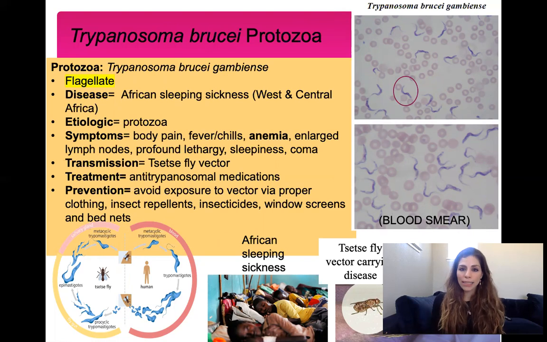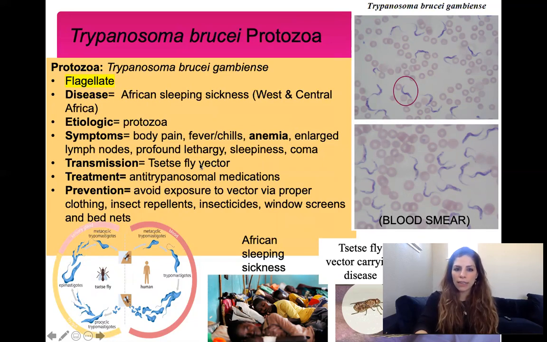It's a very bad sleeping sickness. We see this in West and Central Africa, and the symptoms are bad body pain, fever, chills, anemia. It can lead to very, very disrupted sleeping cycles, and it can lead to coma and death. This one, Trypanosoma brucei, is transmitted by the tsetse fly.